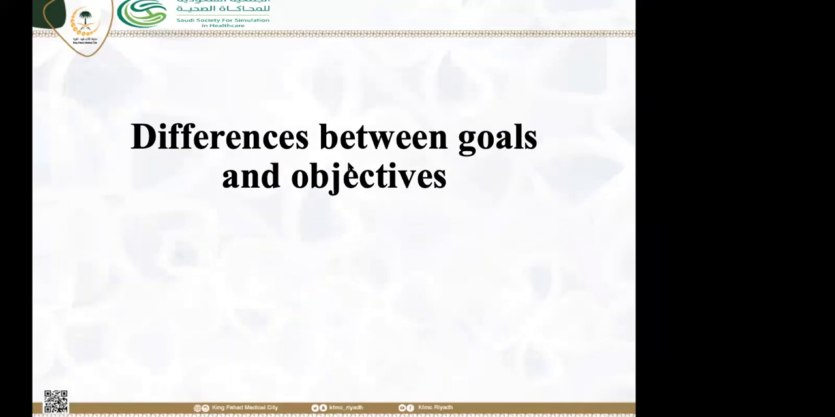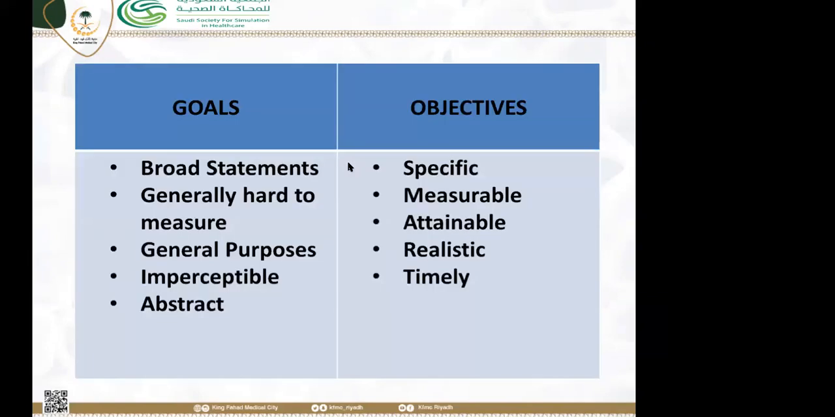Differences between the goal and objectives. Goal usually is a broad statement, generally hard to measure, general purposes and abstract, while the objective usually is specific, measurable, attainable, realistic, and timely.